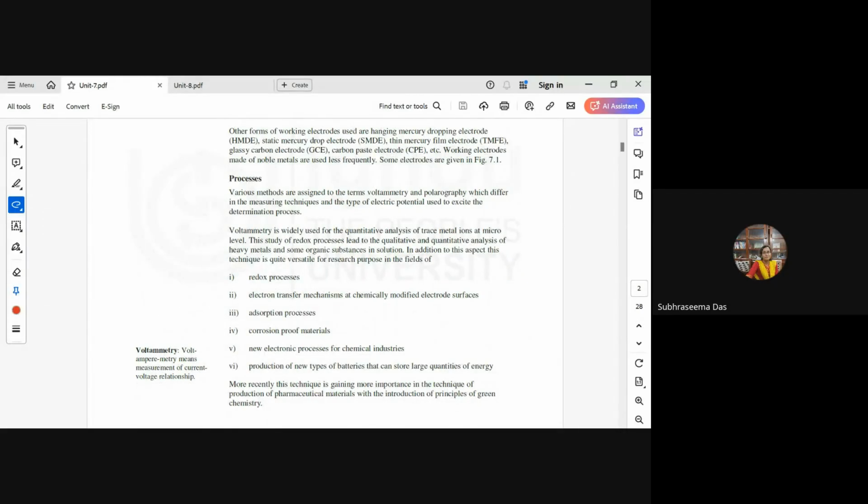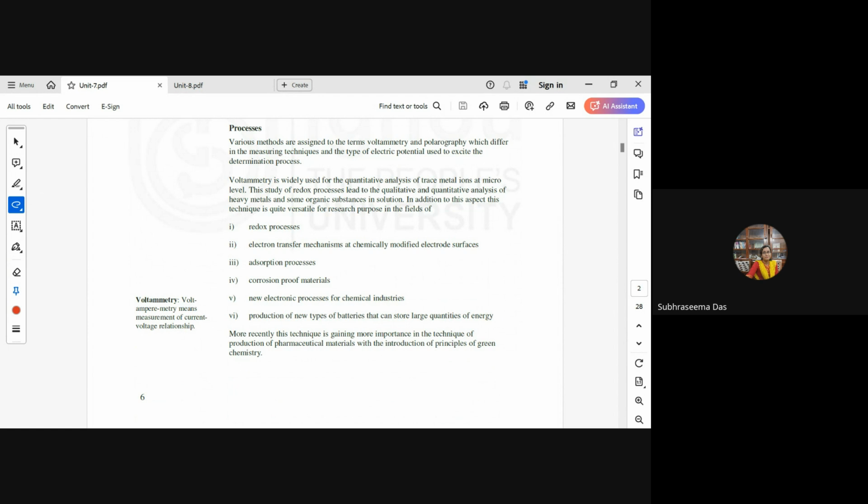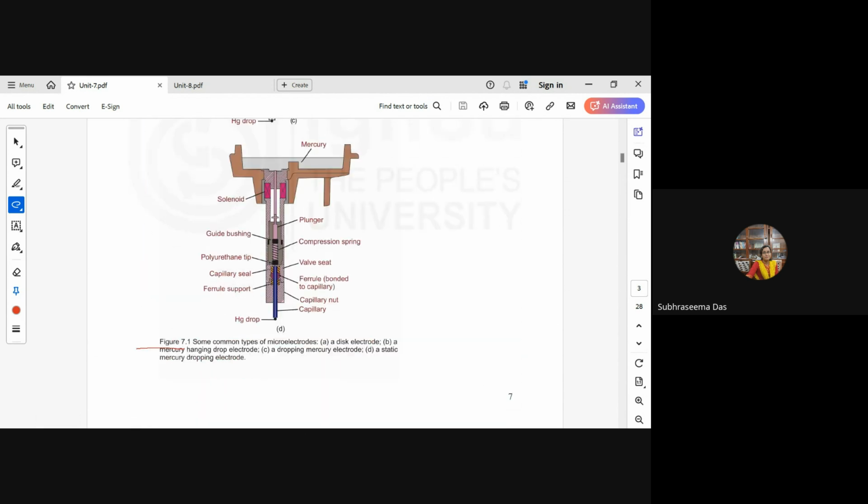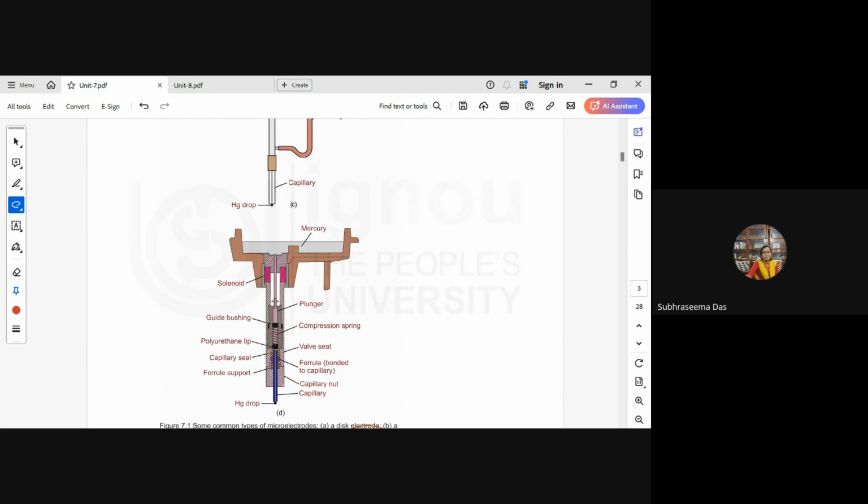So well, voltammetry is particularly used for quantitative analysis of trace metals at the micro level. It is also versatile for research in various redox purposes. It is useful for electron transfer mechanisms. It is also used for adsorption processes and production of new types of materials, such as batteries that can store large quantities of energy, that is mostly for storage purposes. And more recently voltammetry has also been used for the production of pharmaceutical materials that involve the green synthesis method.